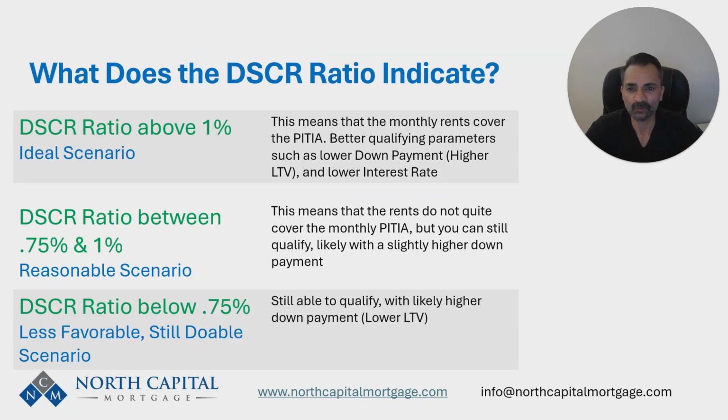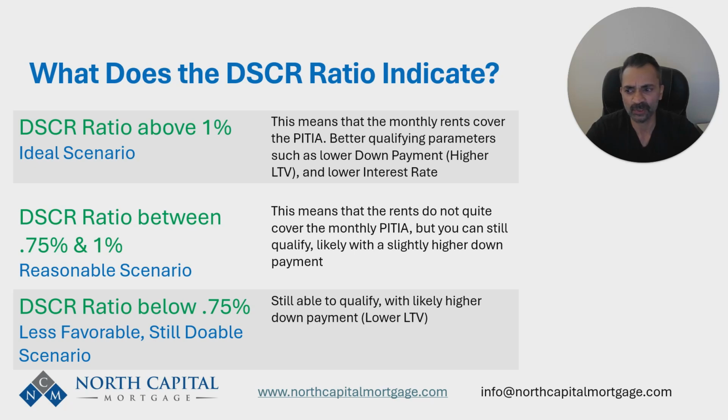So what does the DSCR ratio indicate? Any DSCR ratio above 1 is your ideal scenario. This means that the monthly rents cover the PITIA. You're going to have better qualifying parameters such as a lower down payment or a higher LTV, which is loan to value, and you're going to also acquire a lower interest rate.